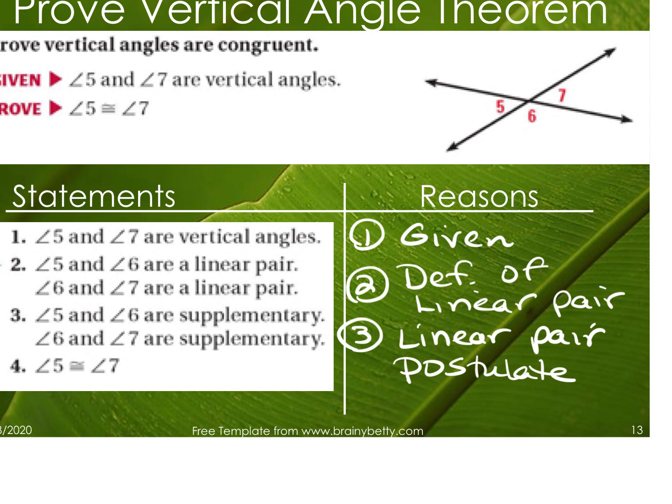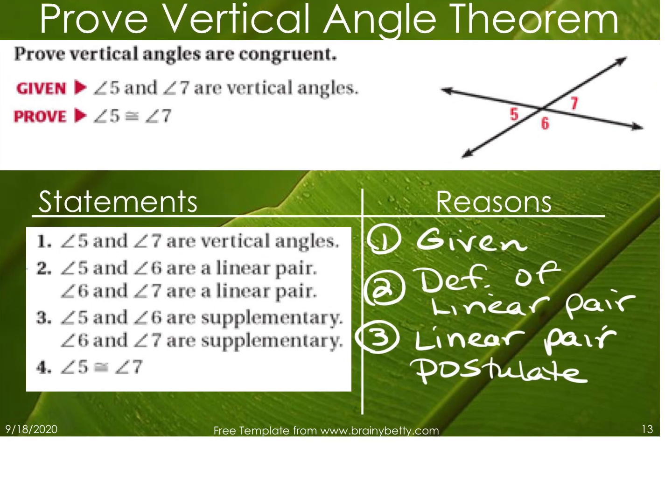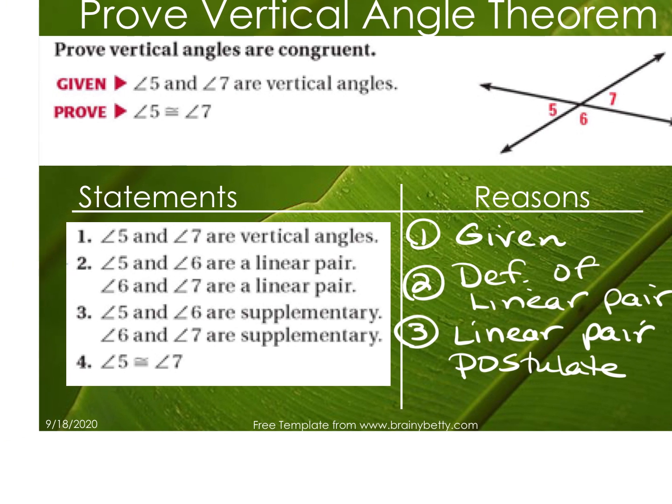And now, because they're both supplements to the same angle, notice they're both supplements to 6, we can use the theorem that we just learned a couple slides ago. We can say that 5 is congruent to 7 using our congruent supplements theorem.